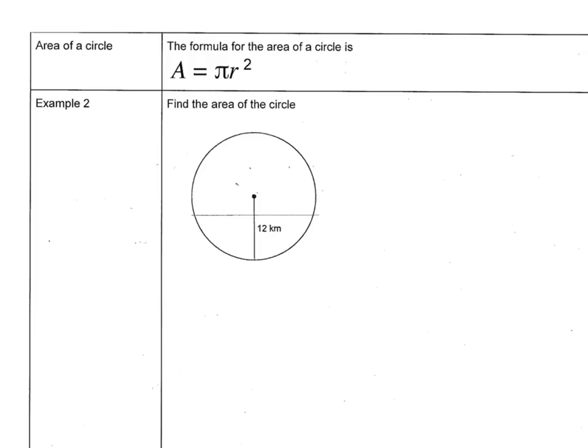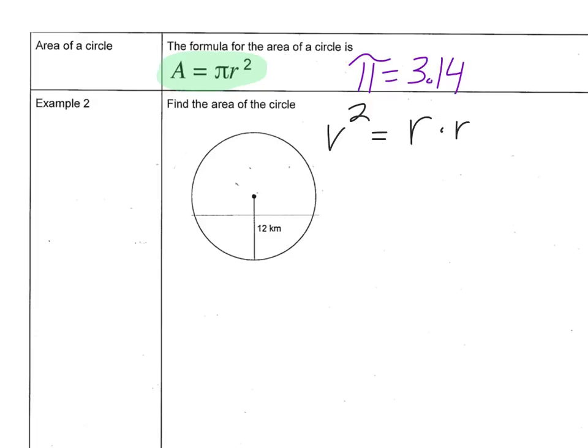Okay, so for area, it's kind of similar, has pi in it. Remember, pi equals 3.14. But my formula for area is pi r squared. So pi times the radius squared. What it means to square a number, so r squared, is you're really taking r times itself. So r times r is r squared.